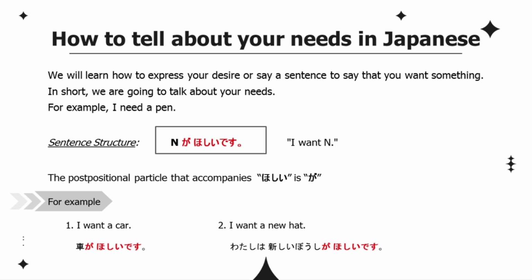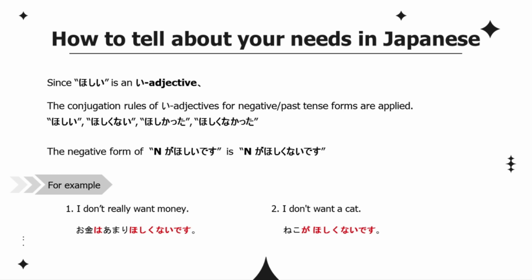For example, I want a car. 車が欲しいです。I want a new hat. 私は新しい帽子が欲しいです。This usage is a direct expression of desire, so the subject is always I. In most cases, it is omitted. Since hoshii is an I adjective, the conjugation rules of I adjectives for negative past tense forms are applied.